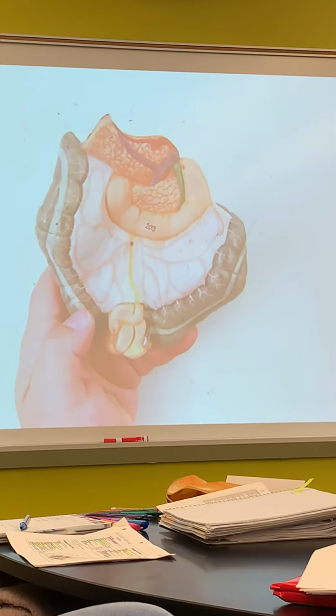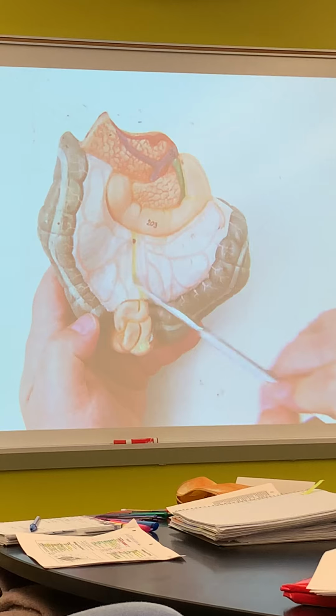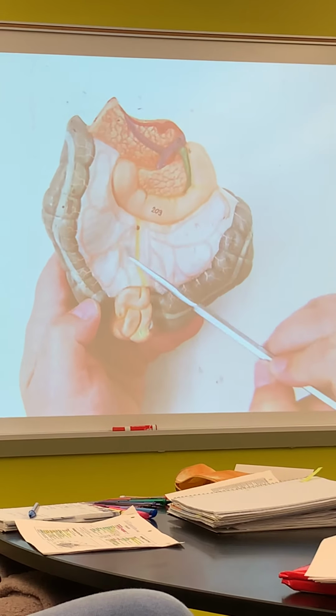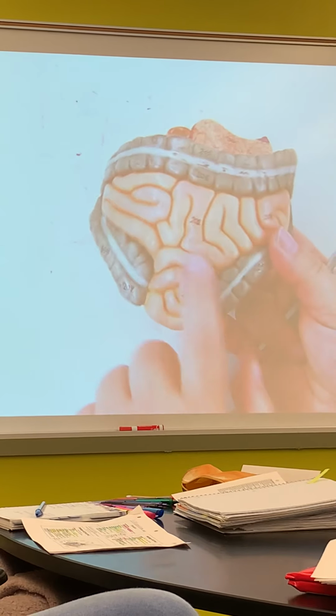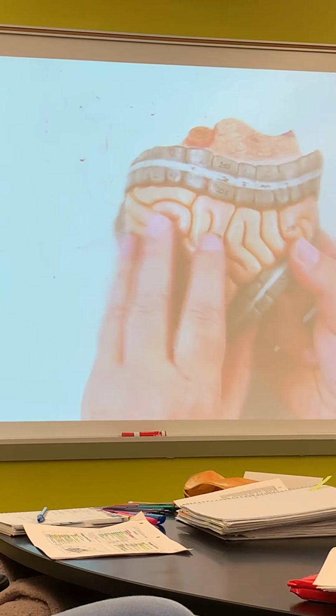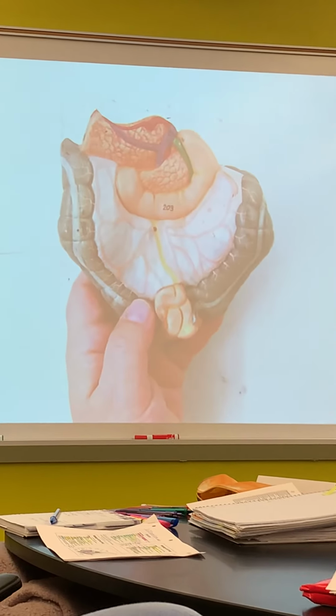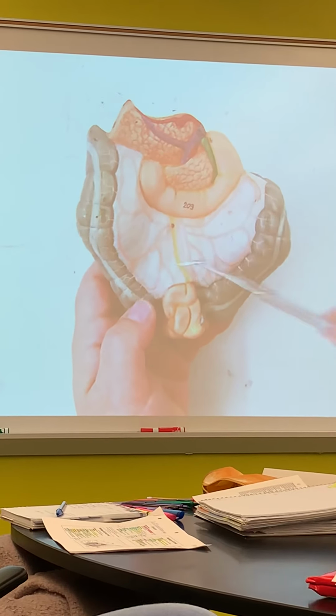What I might tag on this side is this sort of light gray sheet-like structure. That is supposed to be the mesentery. It's what holds the loops of the small intestine in place and anchors them to the posterior body wall. So this is supposed to be the mesentery.